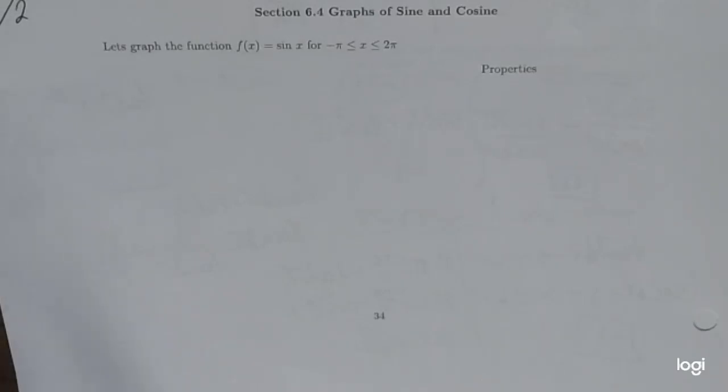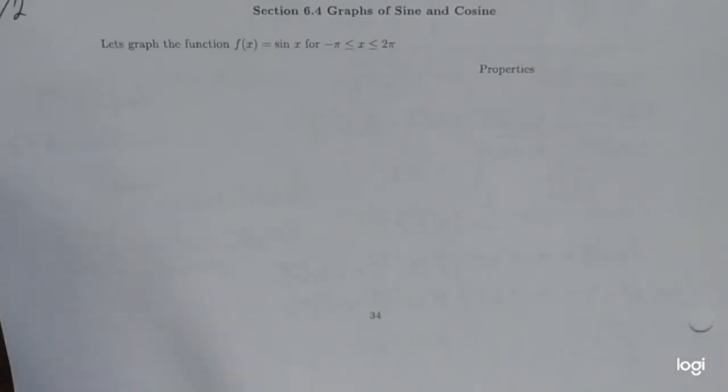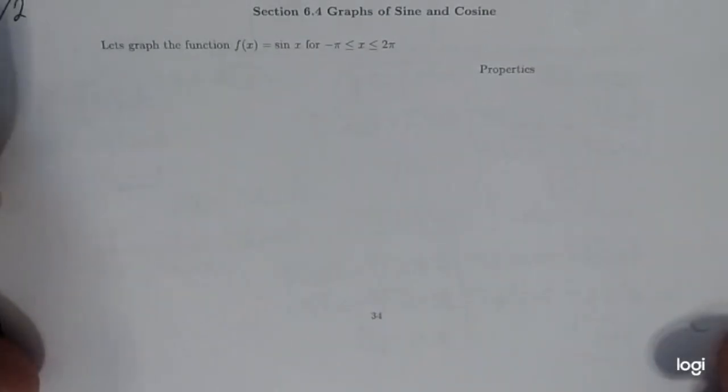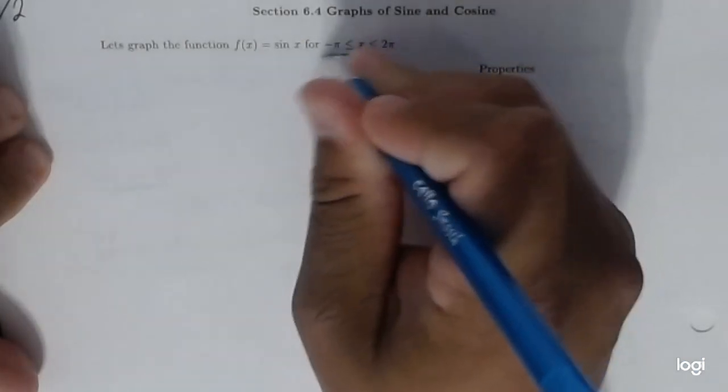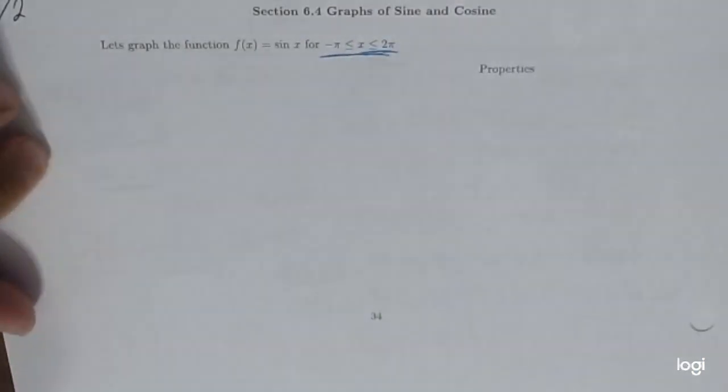All right, so for these sections, we're going to talk about the graphs of the sine and cosine functions, and then going on to the other four as well. First, we're just going to talk about how we graph the sine function in the xy plane. Our portion is going to be from negative pi to 2 pi.